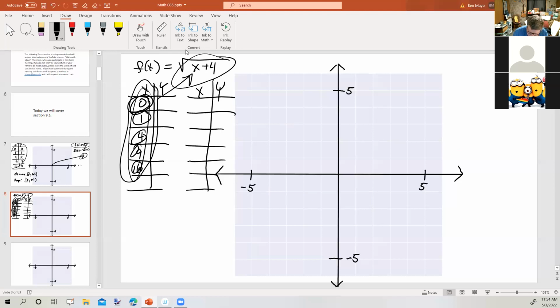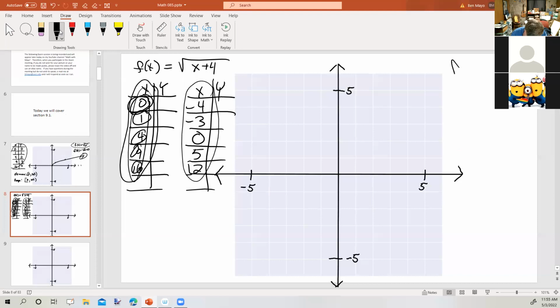What's 0 minus 4? -4. What's 1 minus 4? -3. What's 4 minus 4? 0. What's 9 minus 4? 5. What's 16 minus 4? 12. Now, if I use these numbers, let's see what happens.